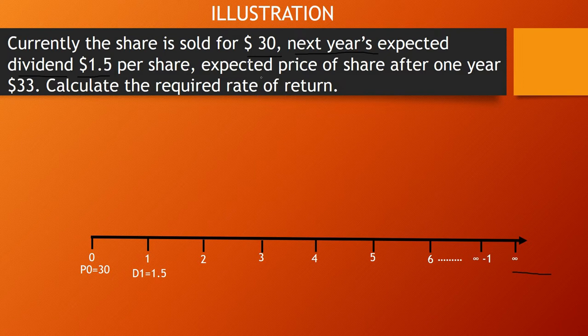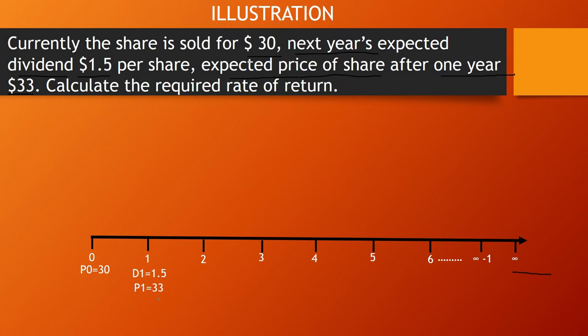Next it is given that the expected price of a share after 1 year is $33. That means the price that you are going to get after 1 year, if you sell the share in the market, will be $33. I can say this $33 is P1, the price at the end of year 1. Now I am given P0 is 30, D1 is 1.5, P1 is 33. Since these three things are given, I am going to do this question by three different methods.